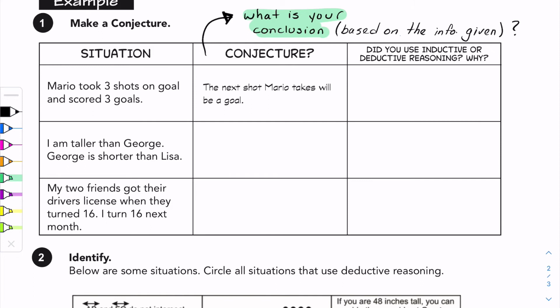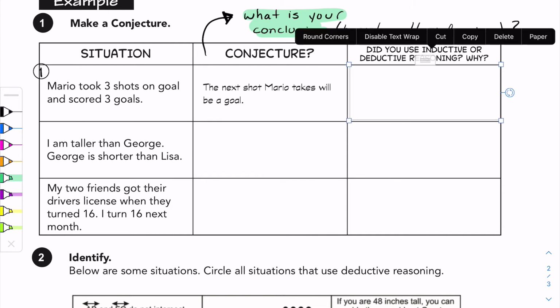Looking at the first one. So the first one states that Mario took 3 shots on goal and he scored 3 goals. So my conjecture says the next shot Mario takes will be a goal. I am just assuming that. So when I read my situation, he took 3 shots, he got 3 goals. So I'm just assuming that the next one, based on a pattern, is that he will score another goal.